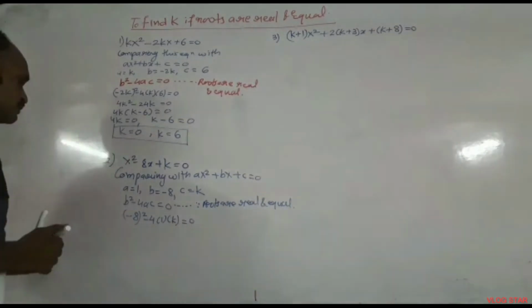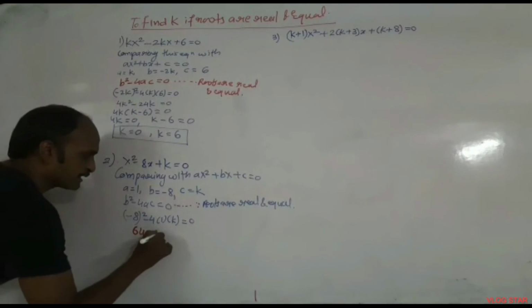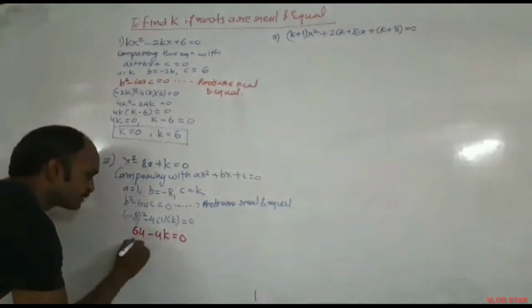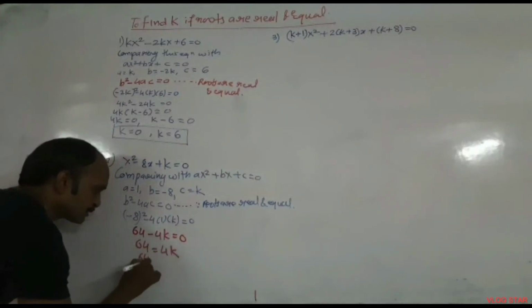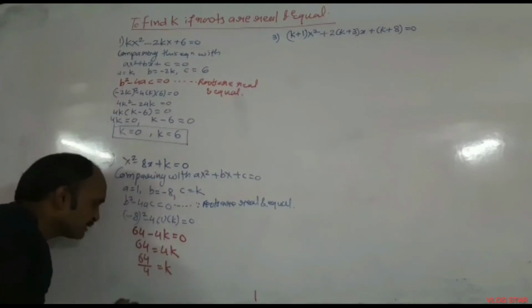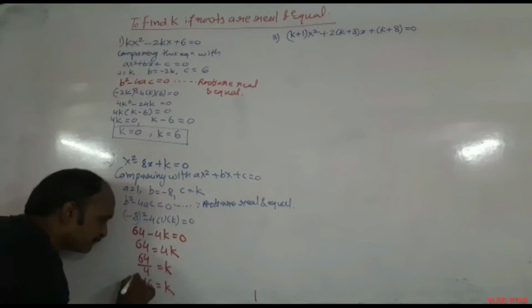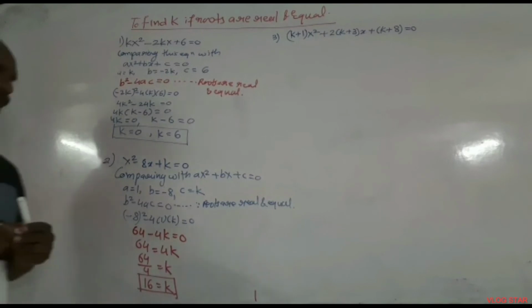So you will get 64 minus 4k is equal to 0. So it is 64 is equal to 4k. So 64 upon 4 is equal to k. So it is 16 is equal to k. That is how we get value of k.